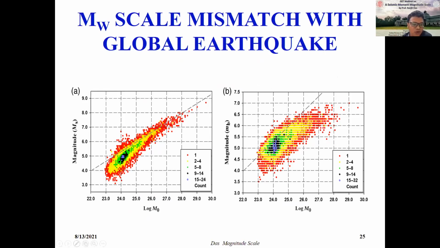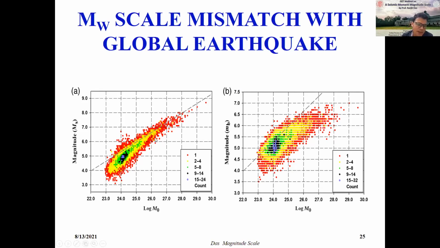So this is the data set we consider for MB and for MS, for the entire globe, not for Southern California. We consider the entire globe. So if we use this scale, the Hanks-Kanamori scale, we found this scale is not fitting very well for the global seismicity. It may be close for Southern California, but not at all for global seismicity with respect to MS as well as MB. So there is serious disagreement with MB as well as MS.